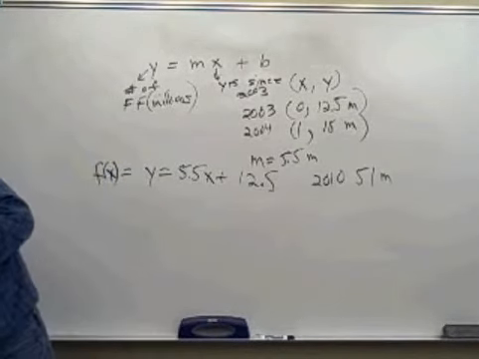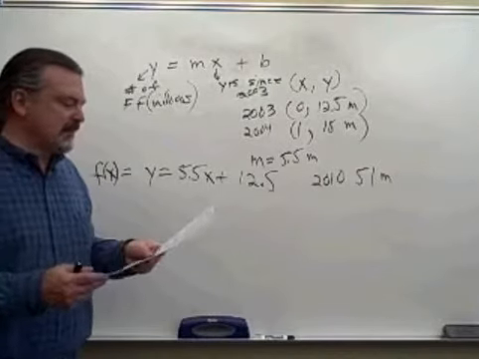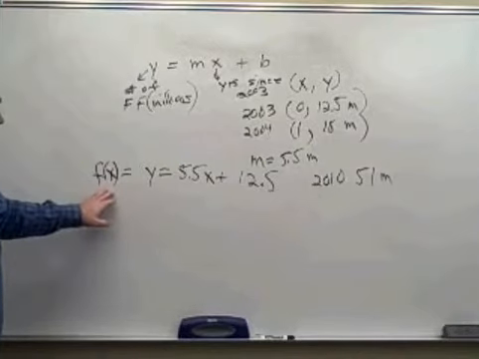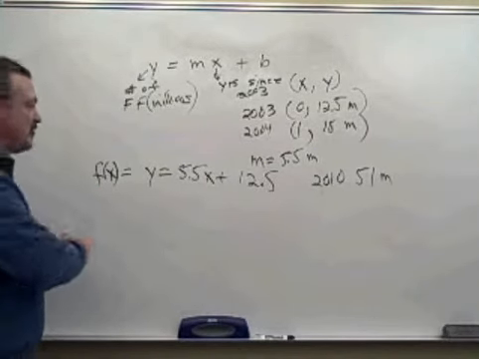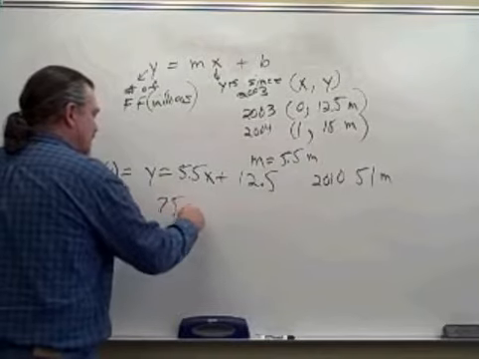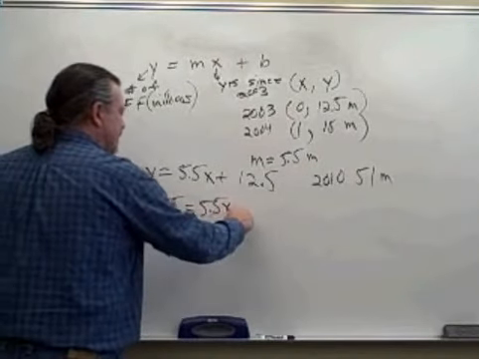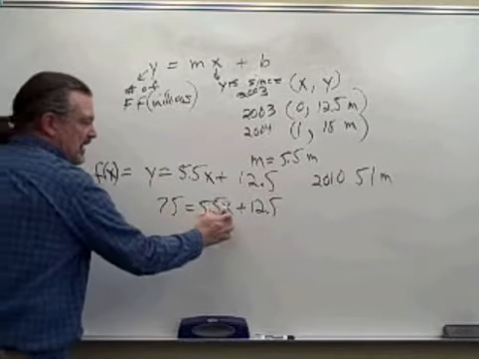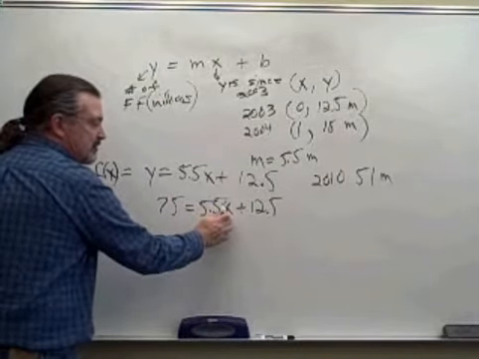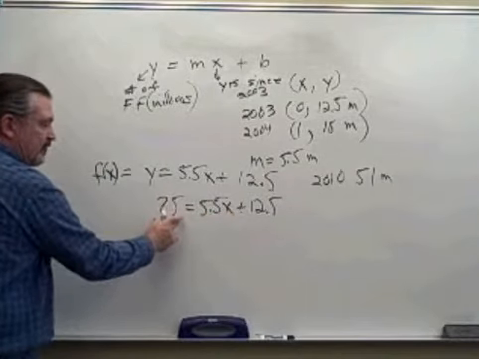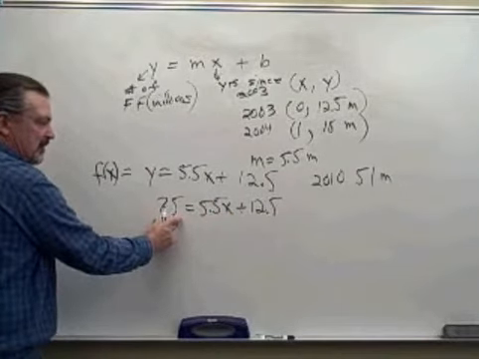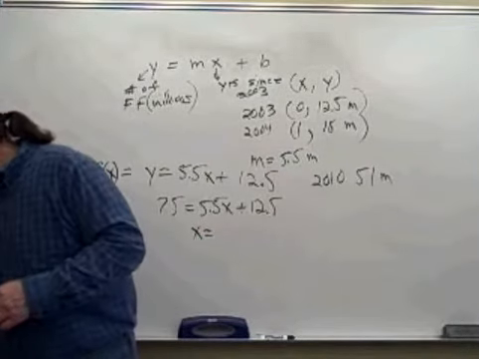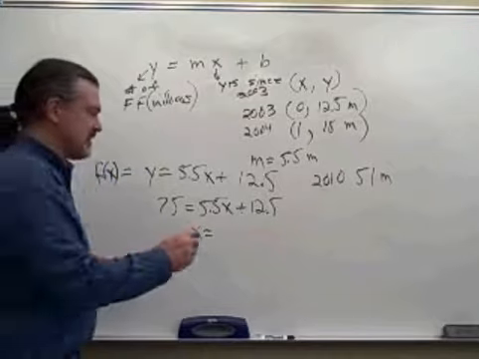And the other question was then, use your function to estimate when the number of fly fishermen will reach 75 million. So 75 million is now the number of fly fishermen. So we have 75 equals 5.5x plus 12.5. And we now need to solve this equation. How many years after 2003 would you have to go to get to the number of fly fishermen to be 75 million? And if we solve that equation, we get x equals approximately 11.36.